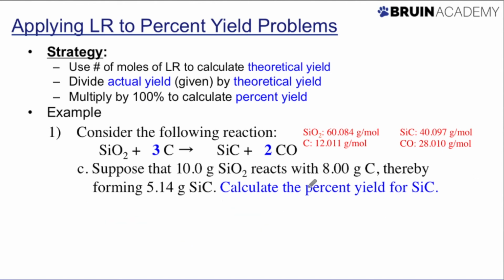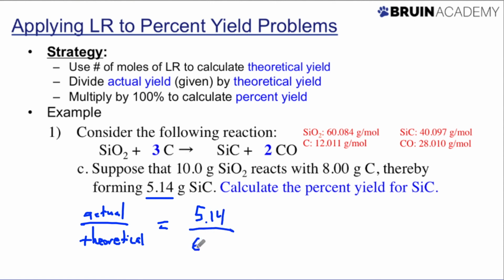Okay, and then the last step, as you probably guessed, is to calculate the percent yield for SiC, right? We already know the theoretical yield, which we just calculated, and this number right here represents the actual yield, right? How much was actually formed. So what we're going to do is divide actual yield by theoretical yield. So we're going to take actual over theoretical. So that's equal to 5.14, all divided by 6.66, which is what we found out in the previous problem. Multiply that by 100, and you should get an efficiency or percent yield of about 77%.